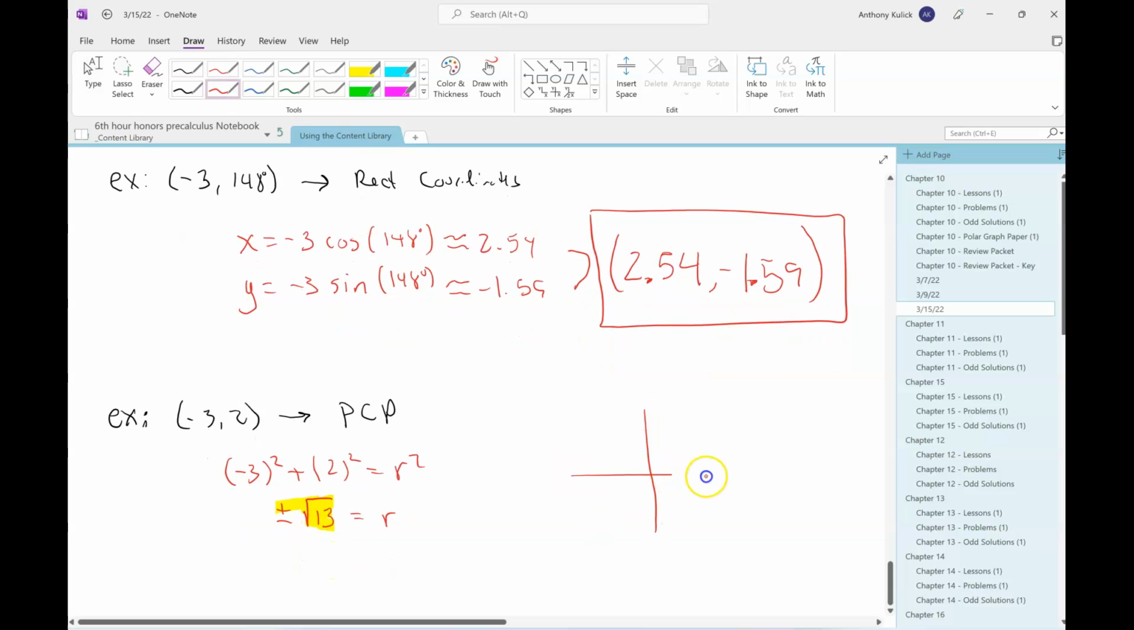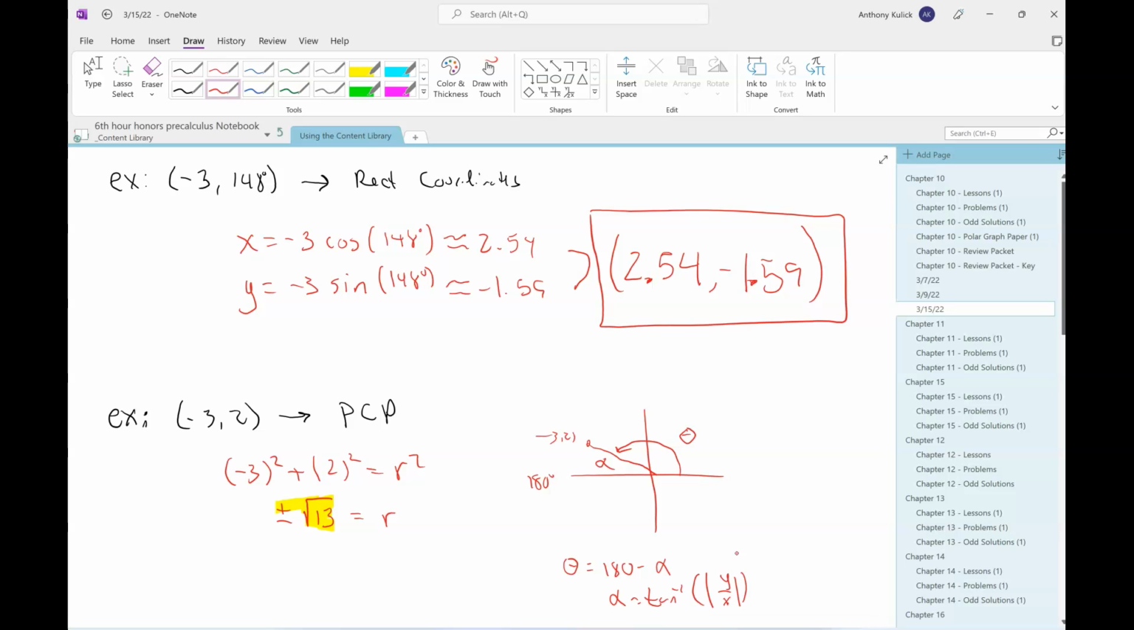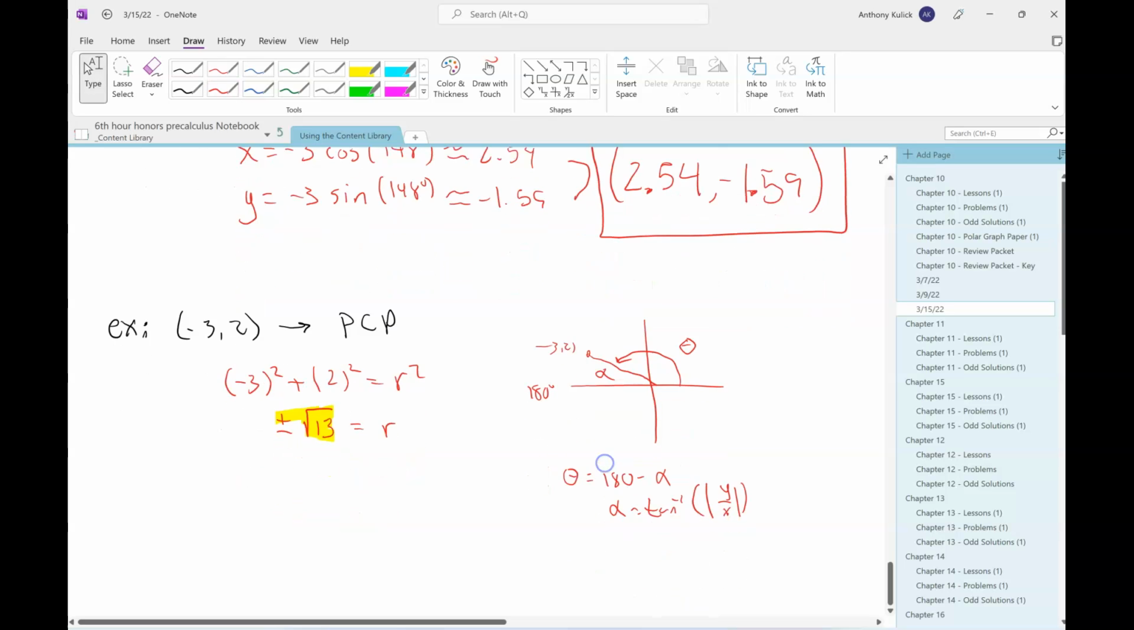All right. So if I think about the point -3, 2, that's like over here, right? So this is the angle that we're looking for. Well, relative to that angle, that side is 180, and that's alpha. So theta should be 180 minus alpha, where alpha is the tan inverse of the absolute value of y over x. Boy, does that look familiar? That's got to be the third or fourth time we've done this process, right? And applied it to different settings.